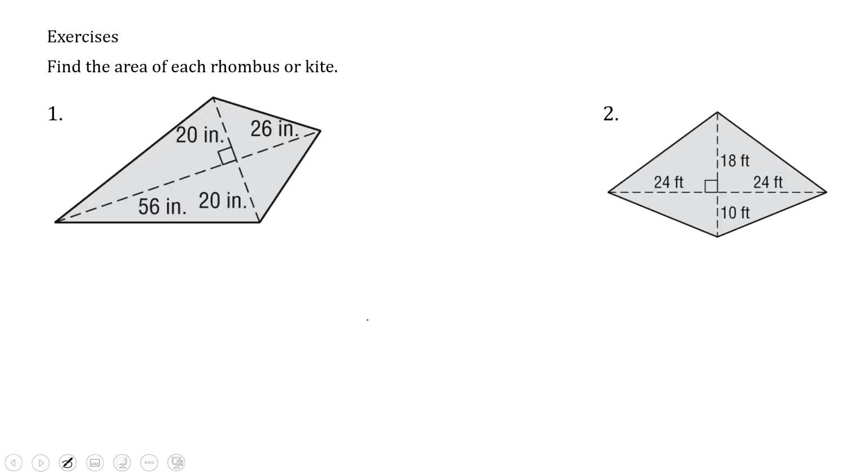Next page, there are 2 problems for you to work on. Quickly work through those, see what you get for answers, plug them into Edpuzzle, and then come back. We'll talk about polygons. Okay, you should have done those, got a good answer.